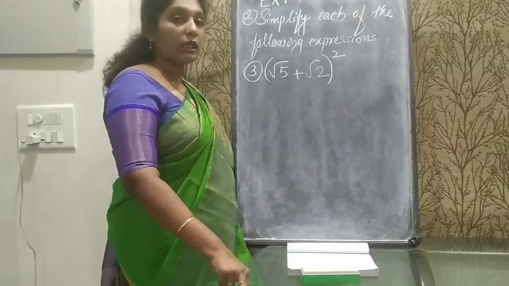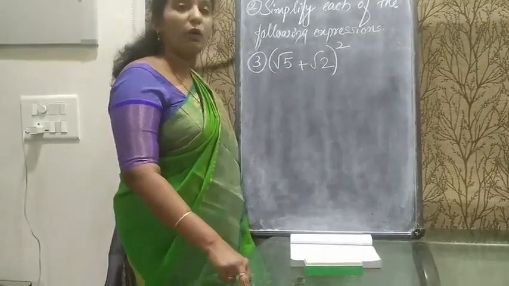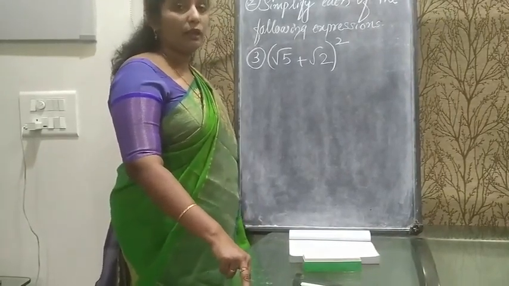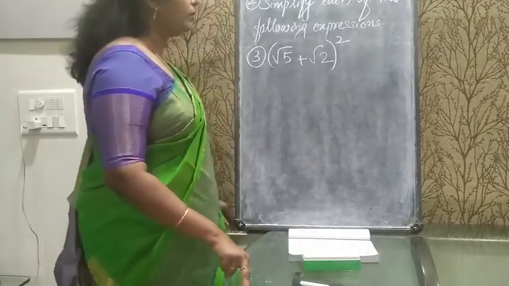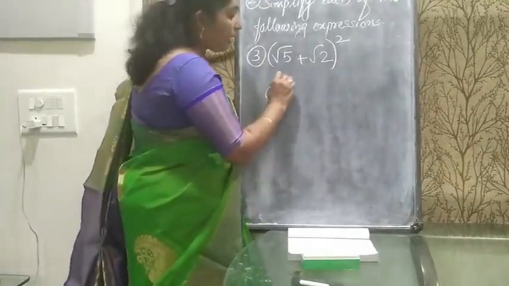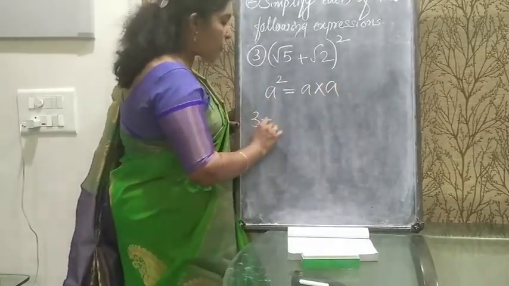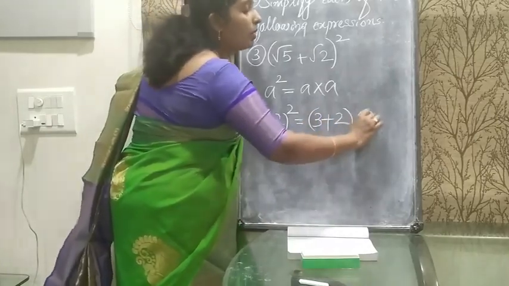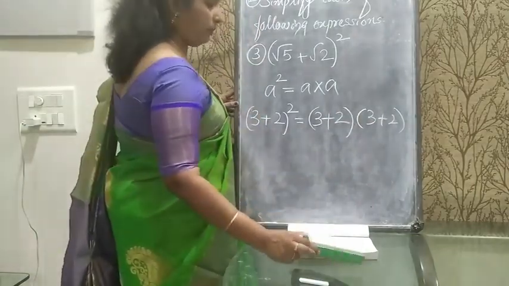Now the third sub question. You have to simplify root 5 plus root 2 the whole square. This question also we can do by using two methods. First one, using the a plus b the whole square expansion. Otherwise you have to simplify like this: if a square is given, that can be written as a into a. If 3 plus 2 the whole square is given, that can be written as 3 plus 2 into 3 plus 2. This way also you can simplify. I am going to do it by this method.